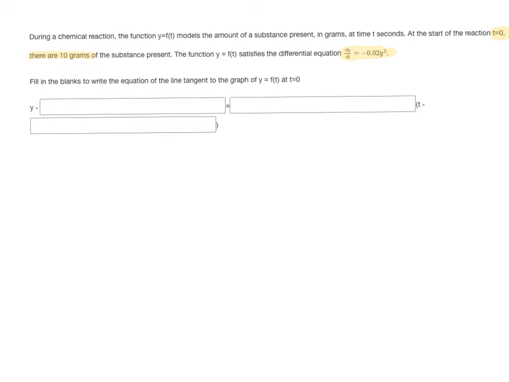So we want to write the tangent line at t equals 0, the line tangent to the graph at t equals 0. We always just default to thinking about point slope form there, and that's nice because we have a point. There's 10 grams, y minus 10 is equal to, and this next one is going to be the slope. I'm just going to leave that as m for just a moment, t minus 0.